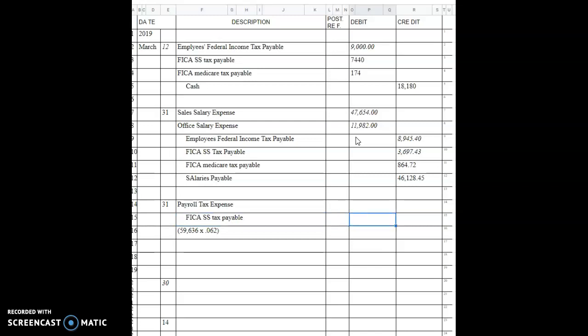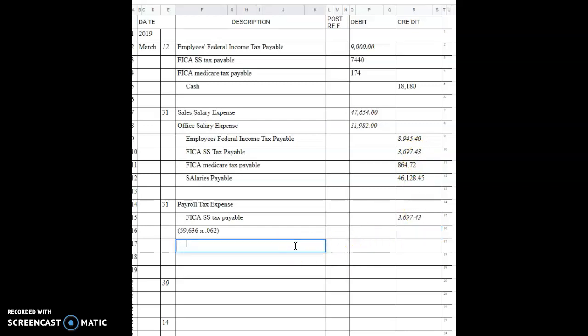So we're going to go ahead and credit. When we do our math, we're going to find that that number is $3,697.43. I got a little ahead of myself. If you look back up here, you can see our FICA Social Security tax payable does match that.